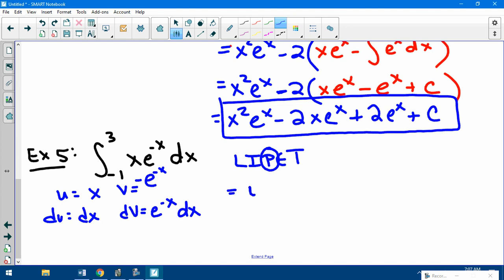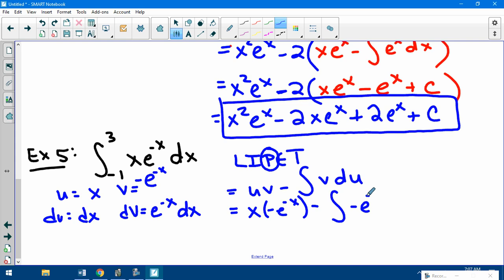So now we want uv minus the integral of v du. So u is x times v is negative e to the negative x, minus the integral of v, which is negative e to the negative x, du, which is just dx.